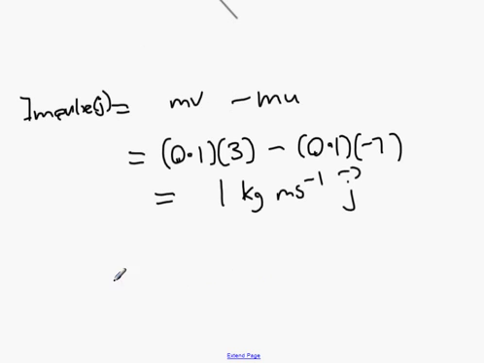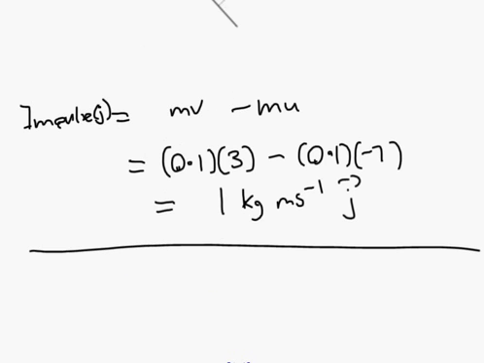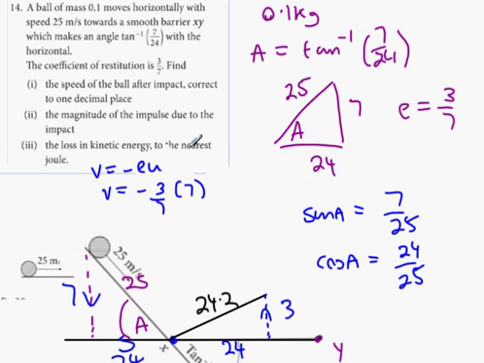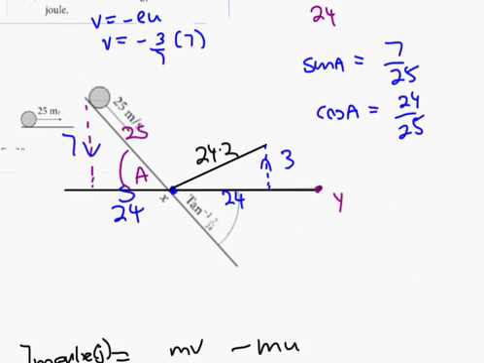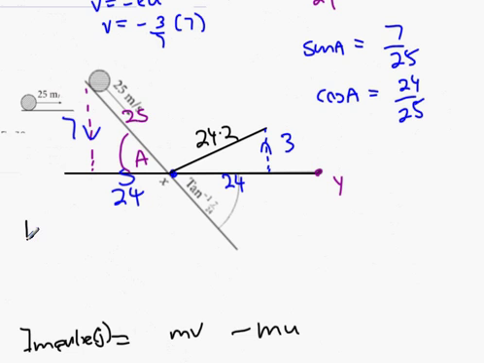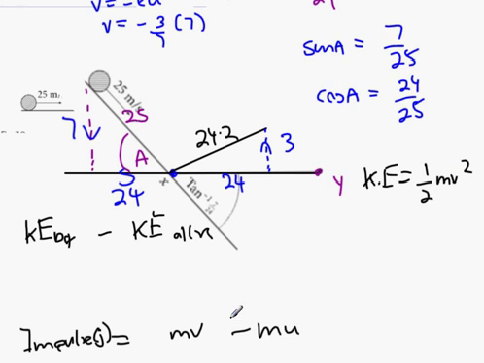Okay. Next part wants the loss in kinetic energy to the nearest joule. Okay, so loss in kinetic energy. So what we can do here is loss in kinetic energy equals KE before minus KE after. KE before, and what's kinetic energy? Formula for kinetic energy, anybody? Formula for kinetic energy? Nobody? Half mv squared.